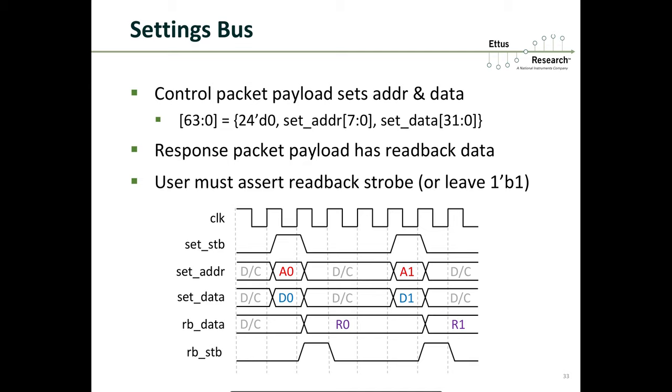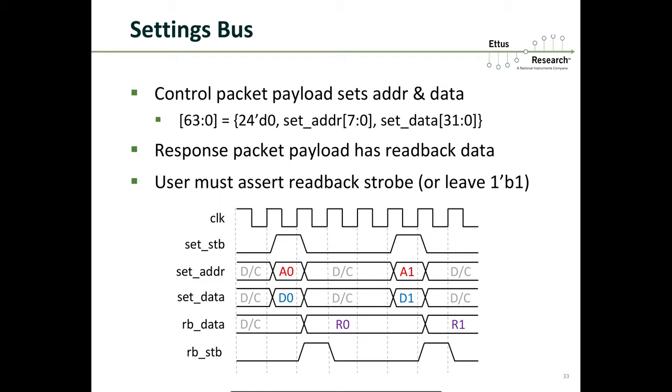So the settings bus has two phases here, a write phase and a readback phase. And you can see that here on the timing diagram on the bottom. In the write phase we have the signals set strobe, set addr, and set data. And then in the readback phase, we see the signals RB strobe and RB data being exercised. The idea here is that the RFNoC block will receive a control packet where the payload has an address and data that will be put on these set addr and set data signals, along with asserting a set strobe.